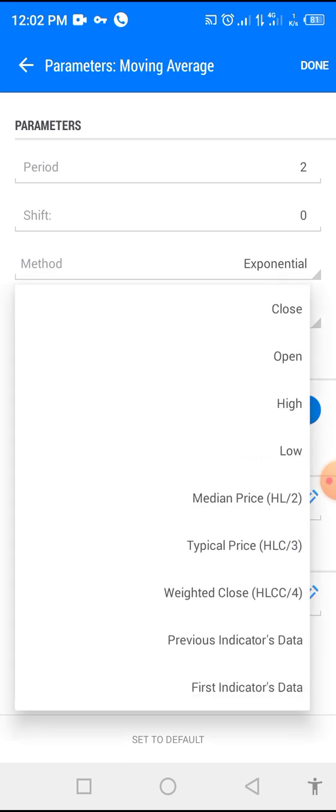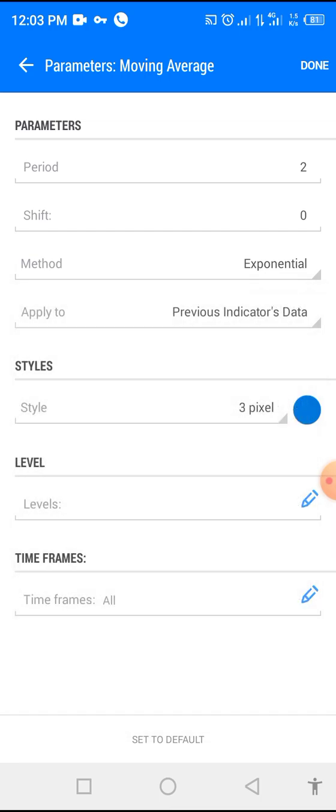The reason why we say previous indicator is that once the moving average crosses over the MACD, because the MACD is the previous indicator, it means it's a buy or a sell signal. So at the end of the previous indicator, which is the MACD, the moving average will give us the new direction. That's why I say previous indicator data. And the style is 3, the color is any color of your choice. Then you click on done.